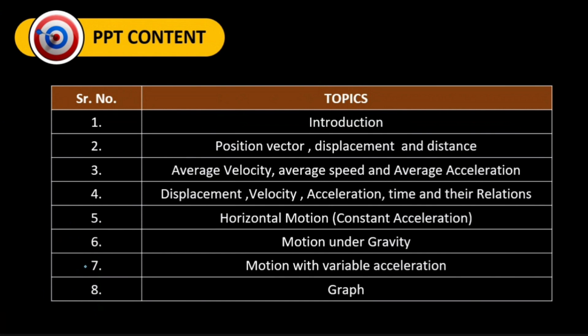Similarly, we'll talk about motion under gravity, and this is specifically motion along the y-axis. And this is motion along the x-axis. I've already given you the names in the previous classes, like translatory motion or rectilinear motion. This is what we use for horizontal motion. Then motion with variable acceleration. This is a rare case as far as our syllabus is concerned, so we hardly talk about it.